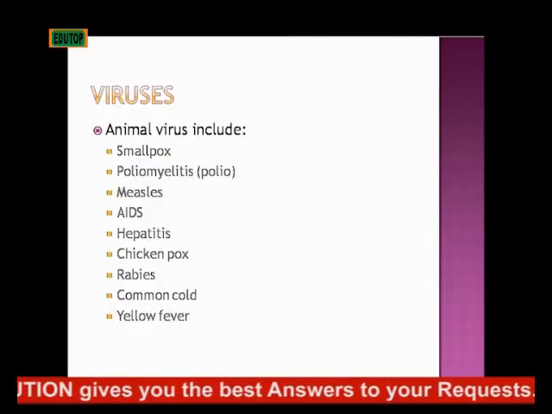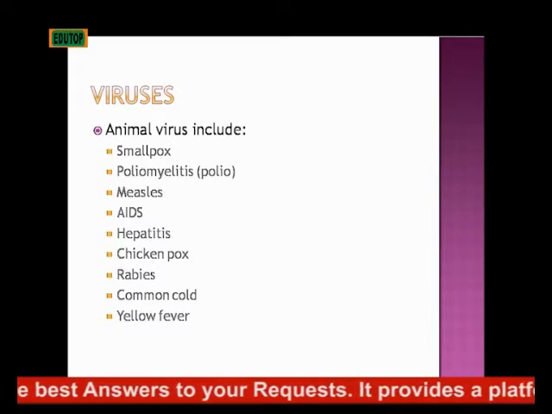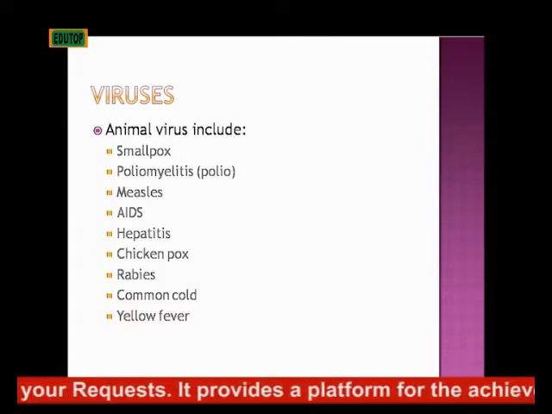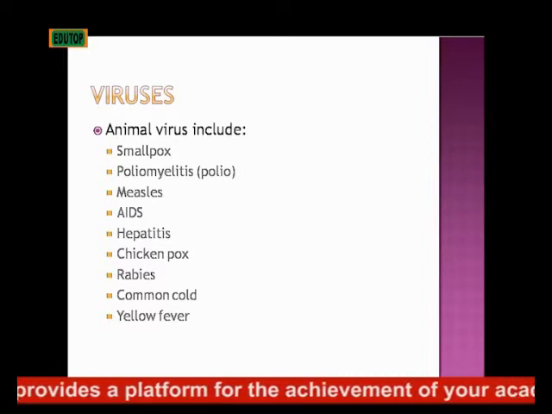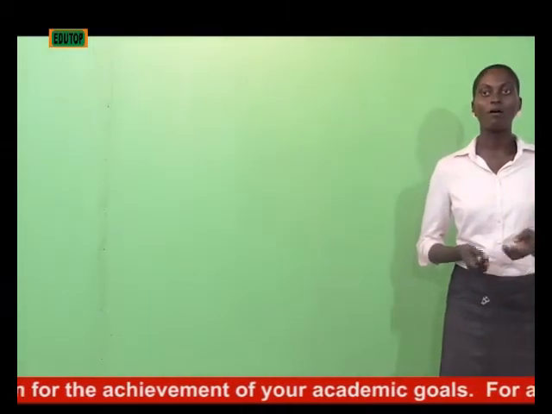Animal viruses include smallpox, poliomyelitis, measles, AIDS, hepatitis, chickenpox, rabies, common cold, yellow fever. We have a lot of viruses in animals, so these are just a few examples.